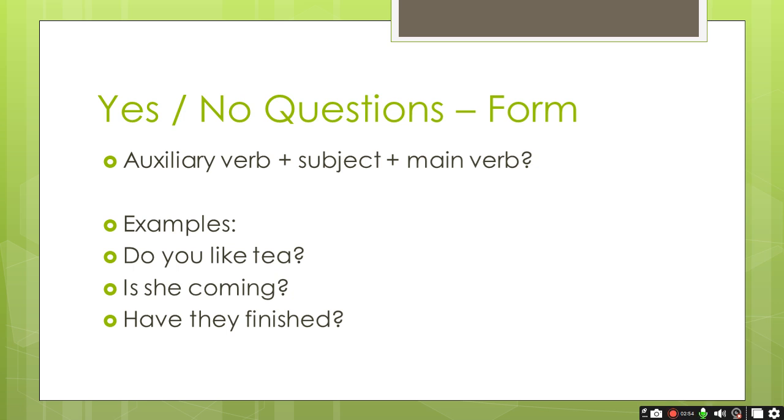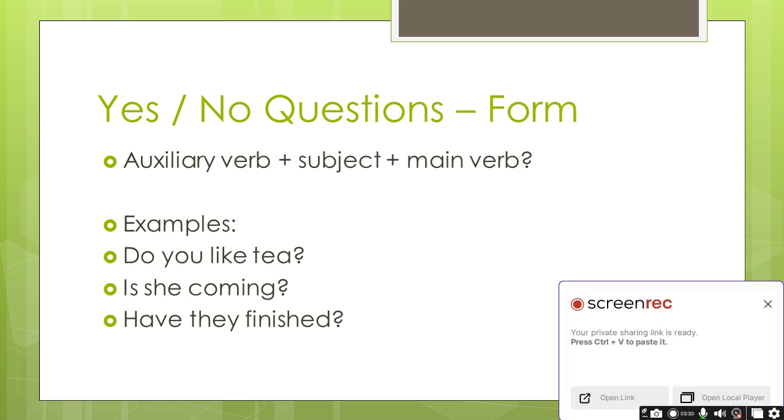We have a second example here. Is she coming? The answer will be yes, she is, or just yes or no. It is a yes and no question. The third example here, have they finished? Here we use the auxiliary to have. If you say yes, it means yes, they have finished. Or no, they haven't finished yet.